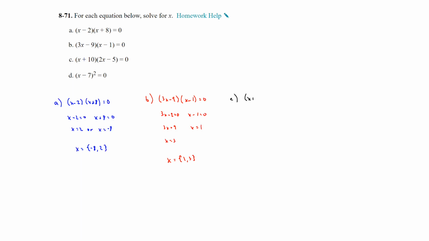All right, on to C. We have x plus 10 and 2x minus 5 is equal to 0. Set our factors once again equal to 0 using the zero product property. Get one answer of negative 10. And then the second one, as we add 5 to 0, we get 5. And then divide by 2. And x is equal to 2.5, or 5 halves.